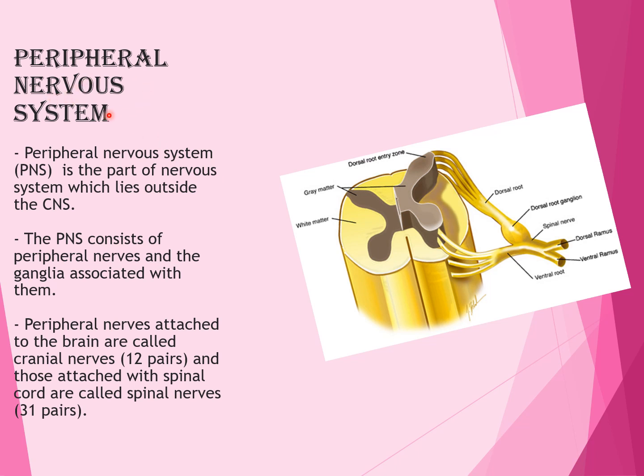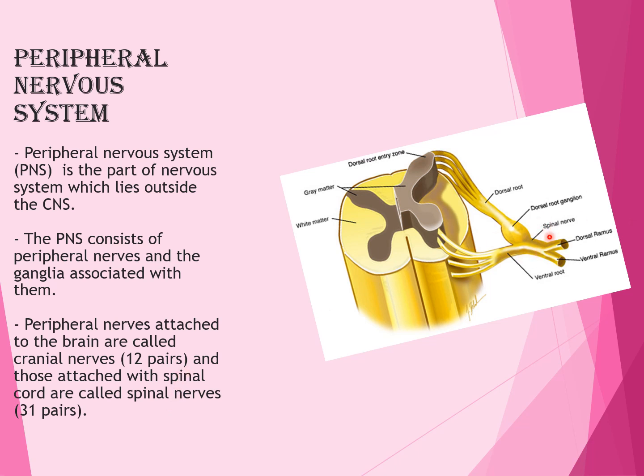Now about the peripheral nervous system. The peripheral nervous system is the part of the nervous system which lies outside the central nervous system, and it consists of peripheral nerves and the ganglia associated with them. The peripheral nerves attached to the brain are called cranial nerves. There are 12 pairs of cranial nerves, and those attached to the spinal cord are called spinal nerves, and there are 31 pairs of spinal nerves.